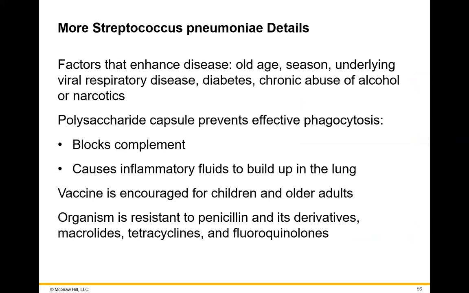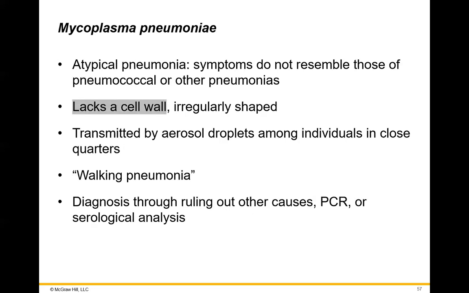It's usually associated with something else that might be lowering your immune system, whether you're sick with something or you're taking a steroid or something like that to make you more susceptible. And these guys are going to have ways to prevent phagocytosis, like by blocking complement and causing fluids to build up in the lung by certain toxins that they'll produce. We do have antibiotics to treat that.